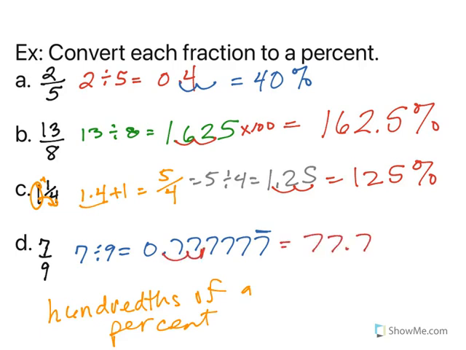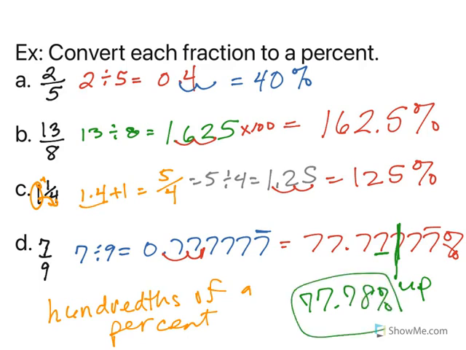So now I have 77.77777, and it goes on forever, percent. Nearest hundredths, 2 places past the decimal. So I look at this number. 7 tells me to round up. So I have 77.78% rounded to the nearest hundredths of a percent.